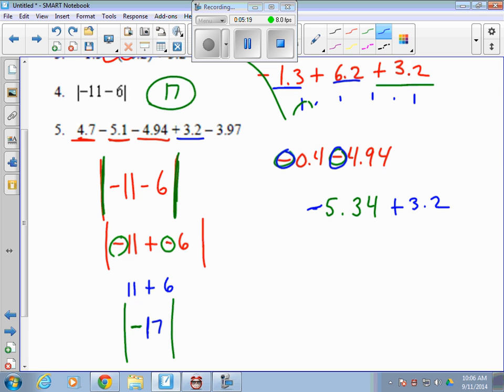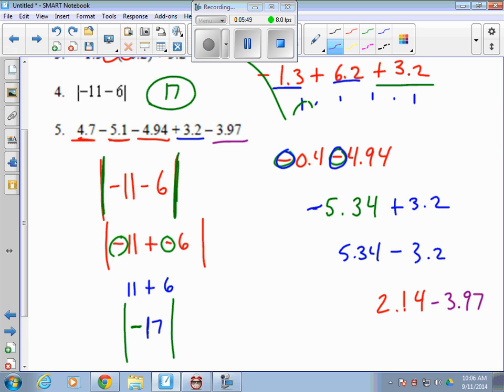Now you have opposite signs again. Opposite signs means you subtract the absolute values. 5.34 minus the absolute value of 3.2, which is 3.2. So when you subtract those, 5 minus 3 is 2, 3 minus 2 is 1, and you still have 4 left over, so 2.14. And then the last part of this is to bring down minus 3.97.